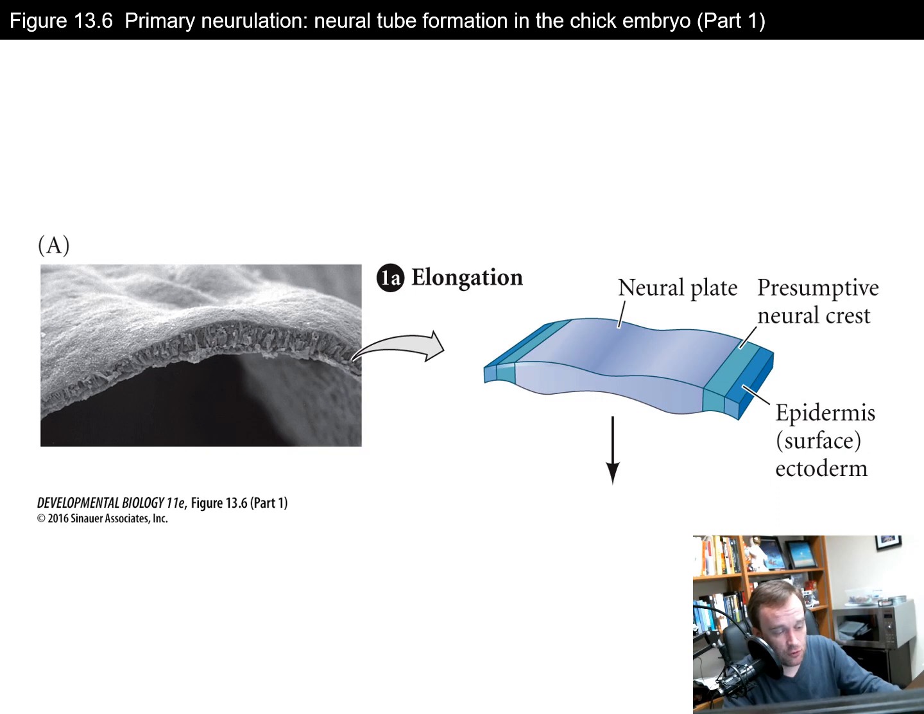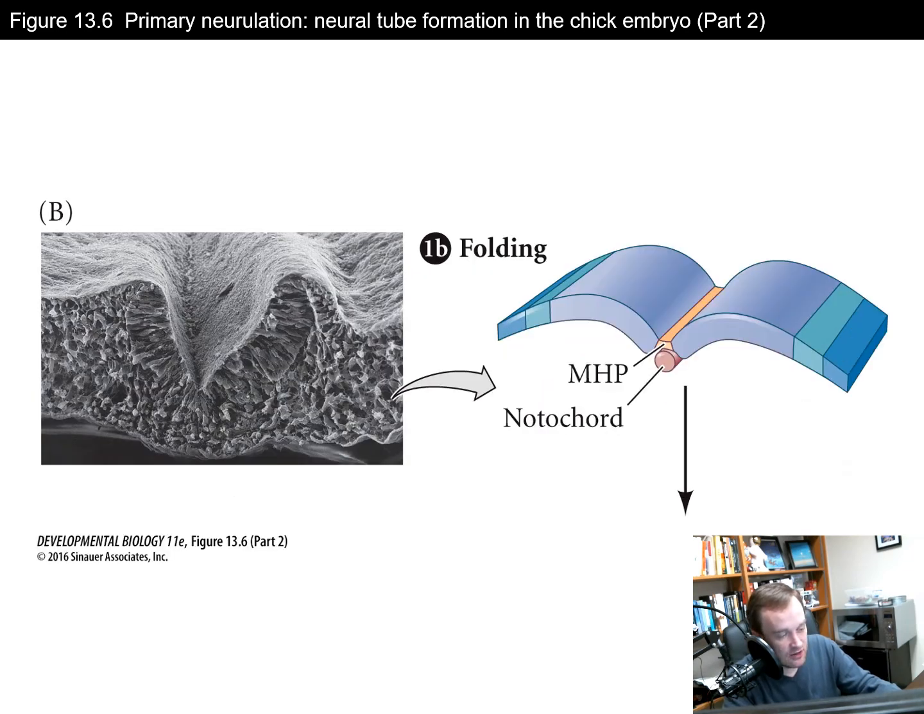So neurulation has 4 distinct stages, but be careful because there's actually 5 steps. So stage 1 has an A and a B. Here we have stage 1A, and this is elongation. This is where the cells start to elongate. And remember, this happens in an anterior to posterior direction. And then still in stage 1, but part B, we have folding. So we start to develop this MHP, which is the midline hinge point, and that's the point around which the folding is going to happen.